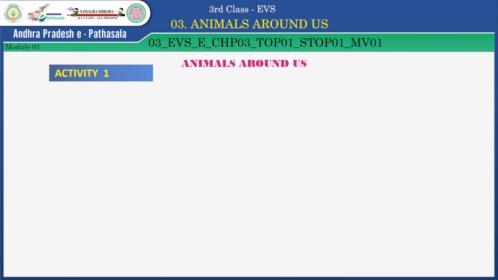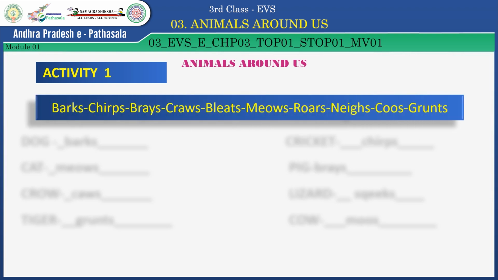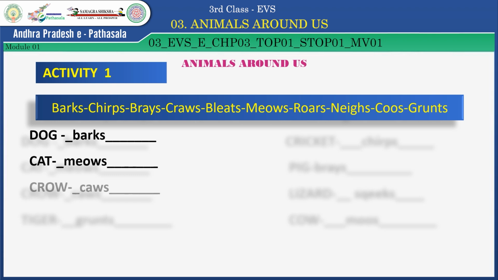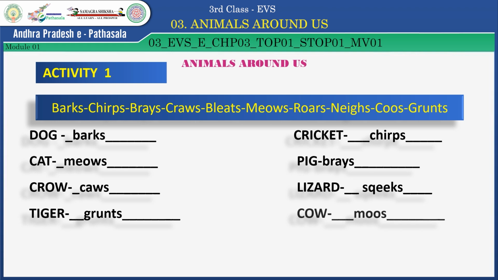Here is an activity. Now try to answer the question in the next slide. There is a list of communication sounds of animals. The dog barks. The cat mews. The crow caws. The tiger grunts. The cricket chirps. The pig brays. The lizard squeaks. The cow moos.